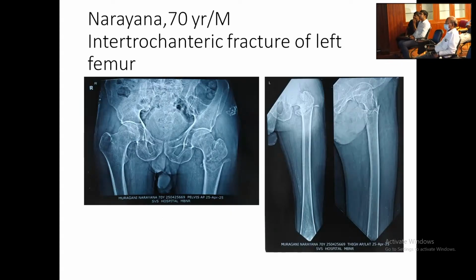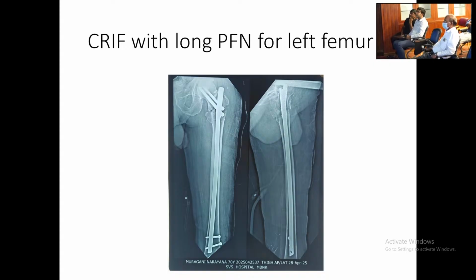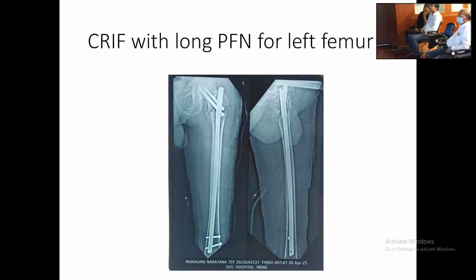osteophyte. 70-year male, sir, intertrochanteric fracture of left femur. We have done closed reduction internal fixation with long PFN for left femur. Two cases.